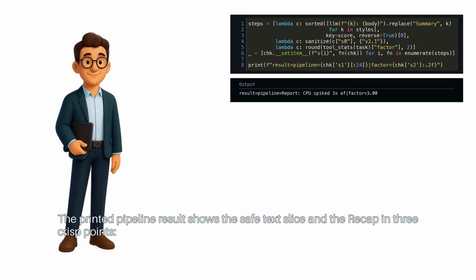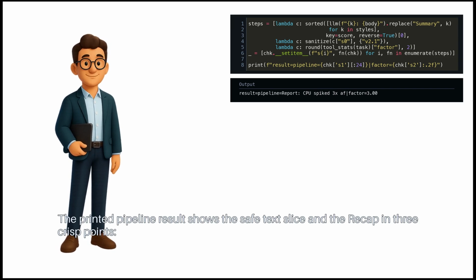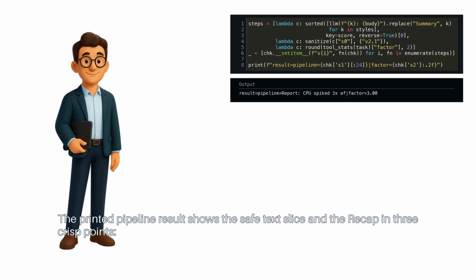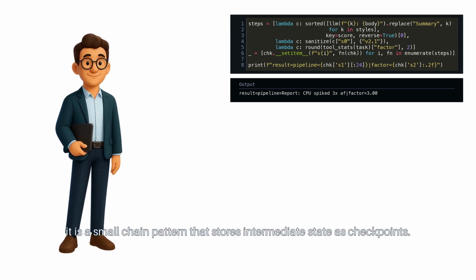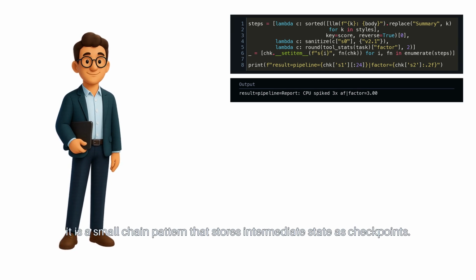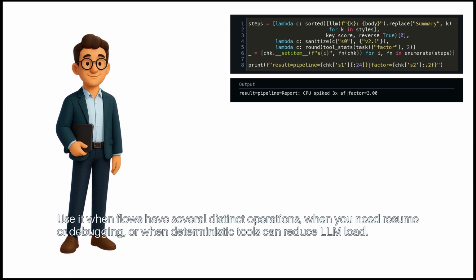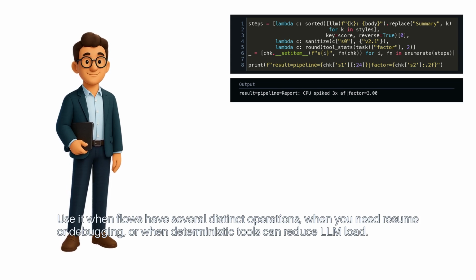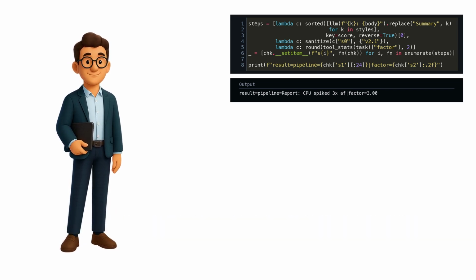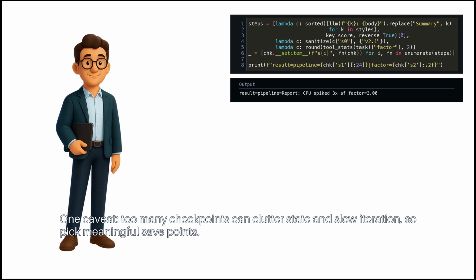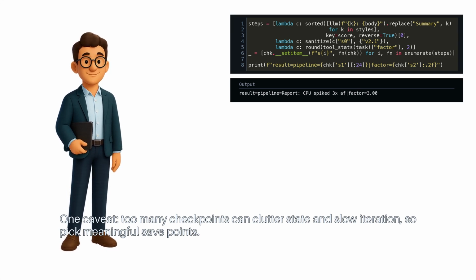The printed pipeline result shows the safe text slice and the recap in 3 crisp points. It is a small chain pattern that stores intermediate state as checkpoints. Use it when flows have several distinct operations, when you need resume or debugging, or when deterministic tools can reduce LLM load. One caveat: too many checkpoints can clutter state and slow iteration, so pick meaningful save points.